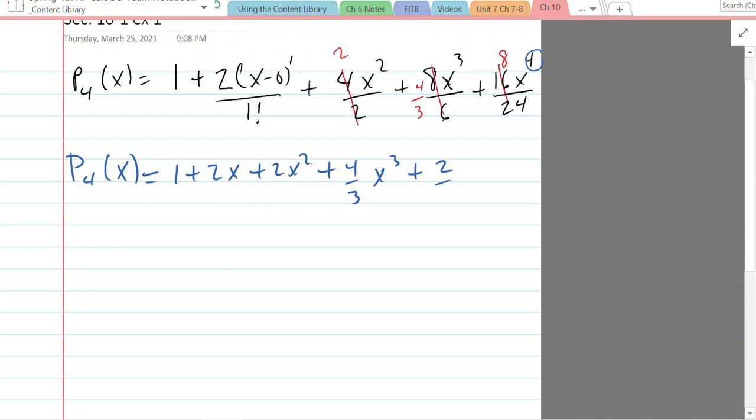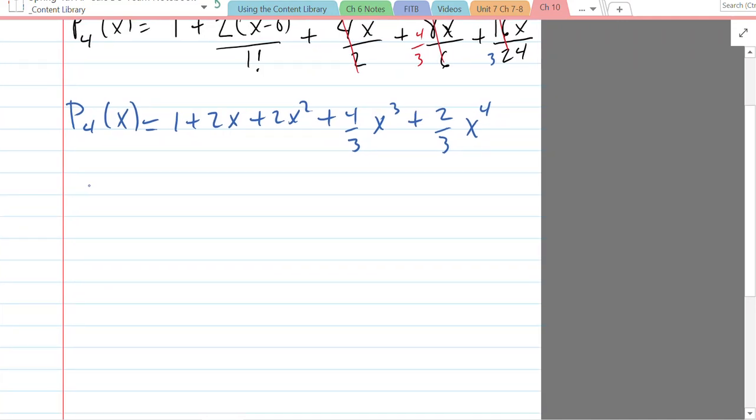Oh wait, that was 24. That wasn't 2. So 16, you're going to factor 8 out. This is 2/3 x to the fourth. So that is our fourth degree polynomial.